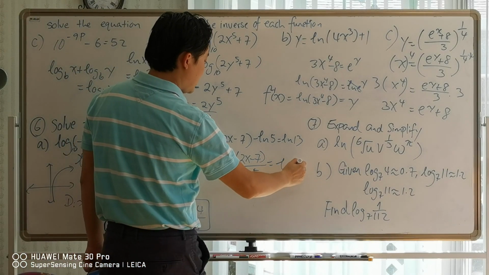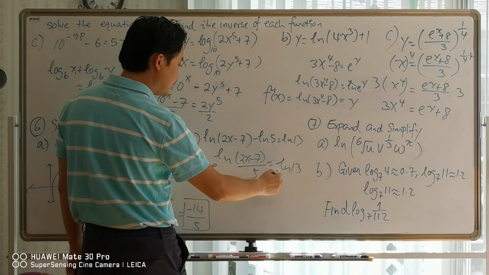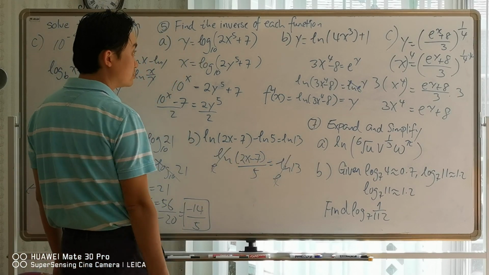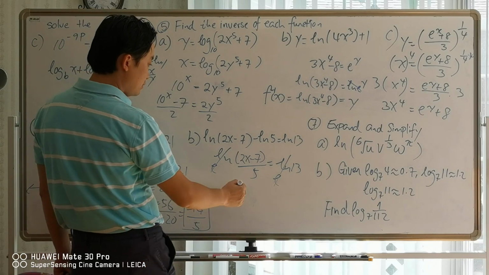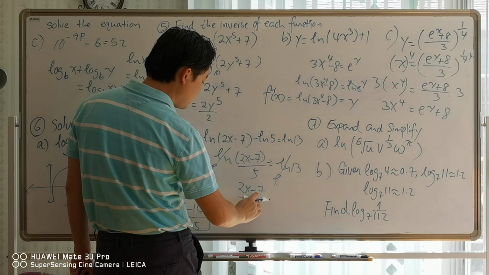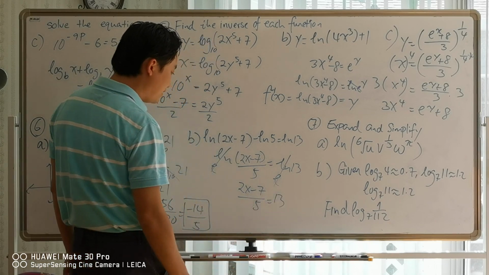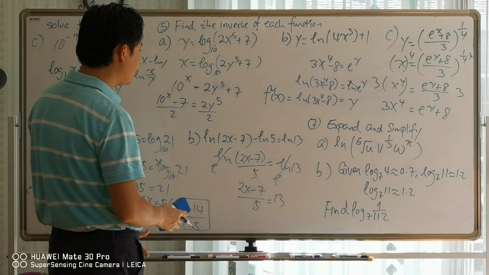And then the right-hand side, that's natural log of 13. So again, take base e on both sides, so we can get rid of that e to the power of natural log. And what we found here is (2x minus 7) over 5 equals 13. And then multiply by 5 on both sides.